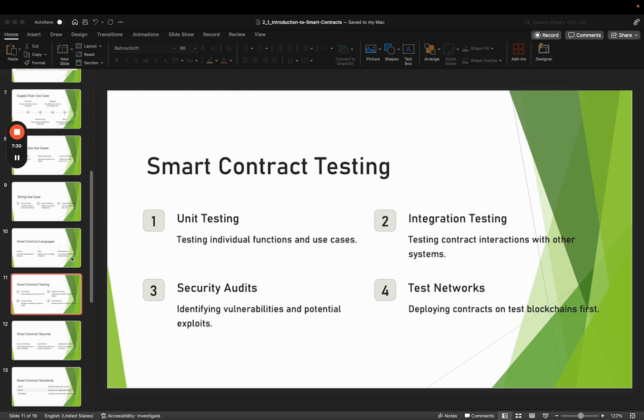And before deploying the contracts on the mainnet, we must deploy them to the testnets to actually check how they work in real-time blockchains. Now, moving on to the next topic, that is the security of blockchains.